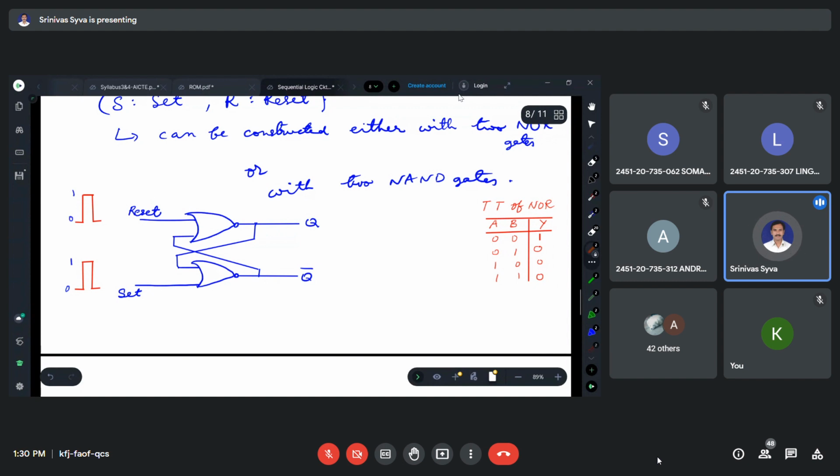Okay. Keep it aside. Just keep it in mind while describing the operation of this SR latch. Okay. Now we want to develop a truth table for this SR latch. Okay. So here, forget about this one, NOR, okay, it will work as background information.